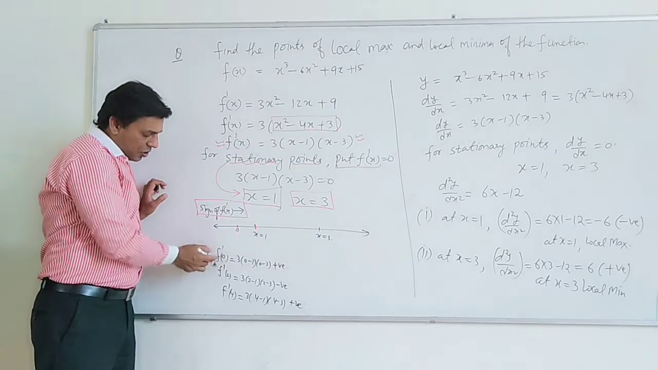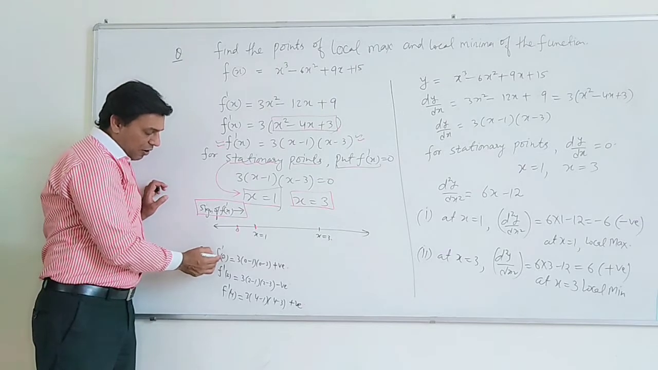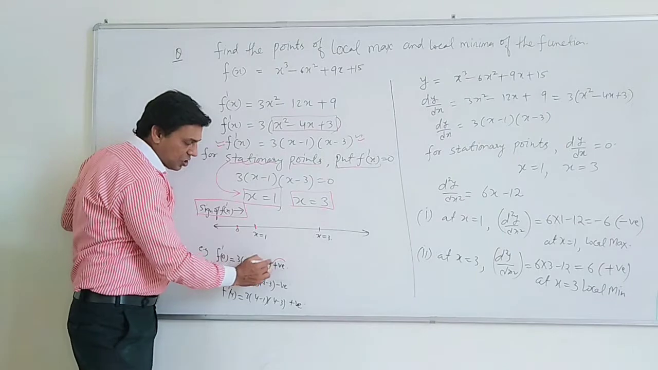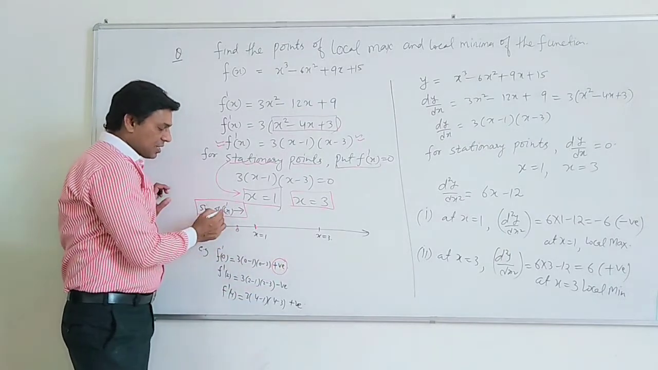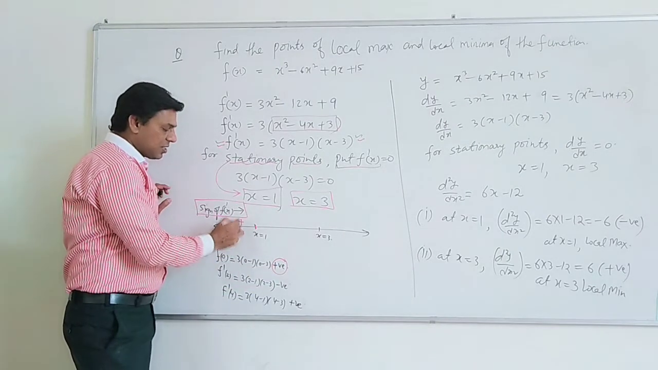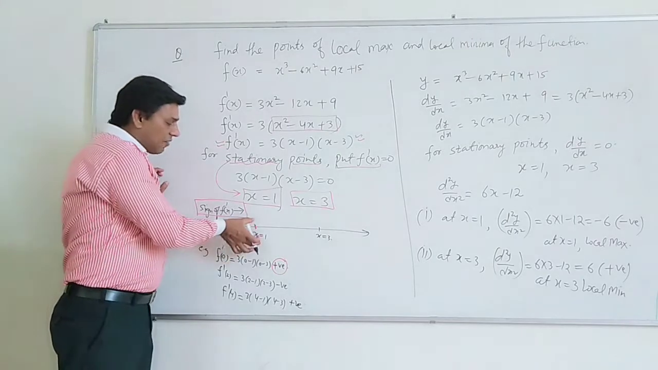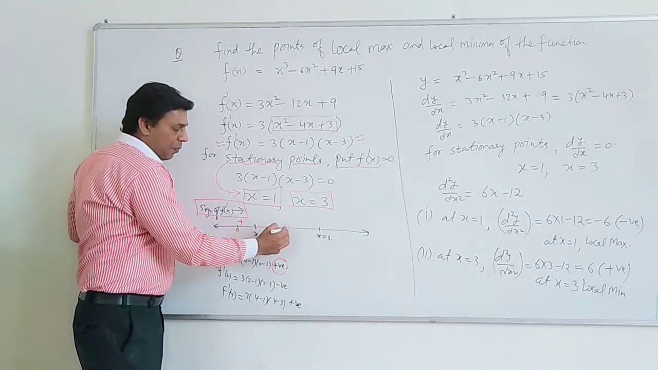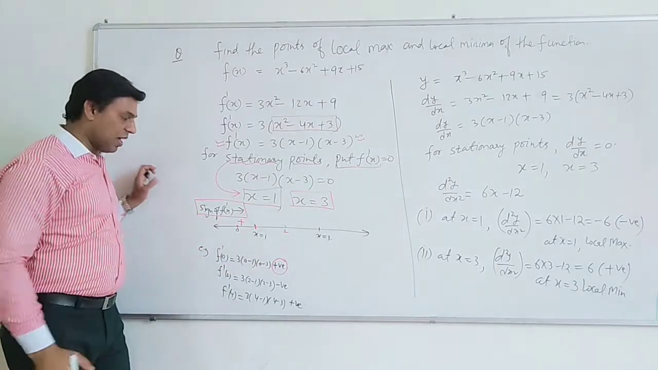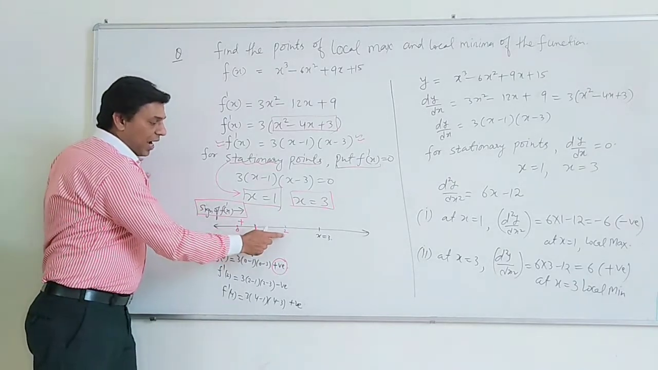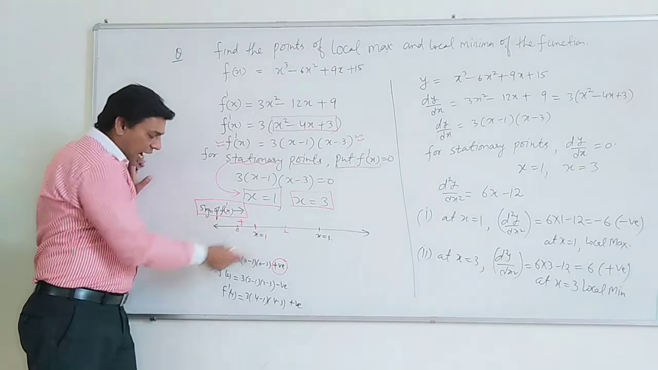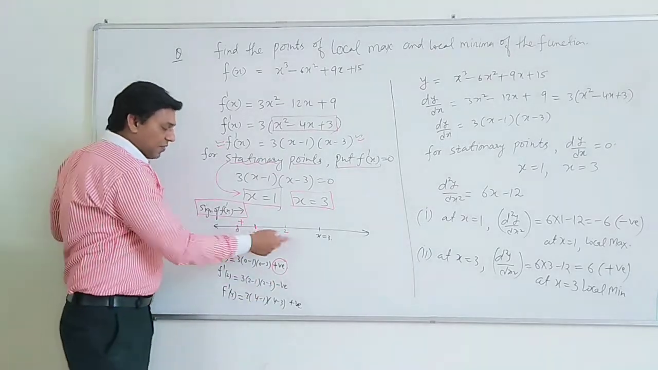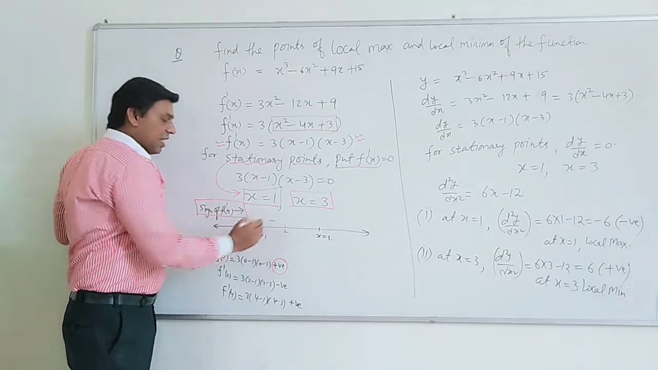So I am finding the value of the derivative at 0. See the sign, this is positive. It means the sign of f dash x before 1 is positive. Now after 1 I cannot take 3, but between 1 and 3 there is a point 2. I can take this value. So I need to find the value of the derivative at 2, and here I have got a negative value. It means after 1 the sign of the derivative is negative.